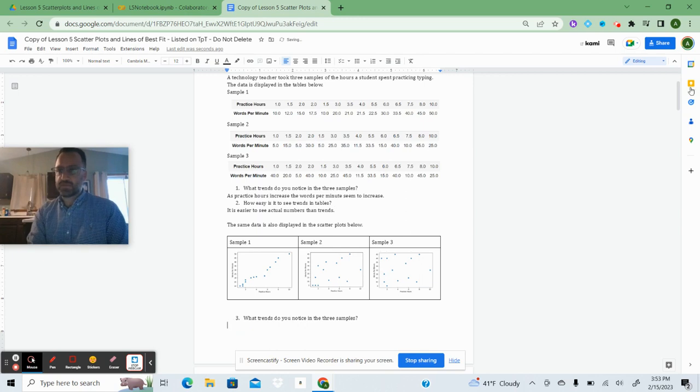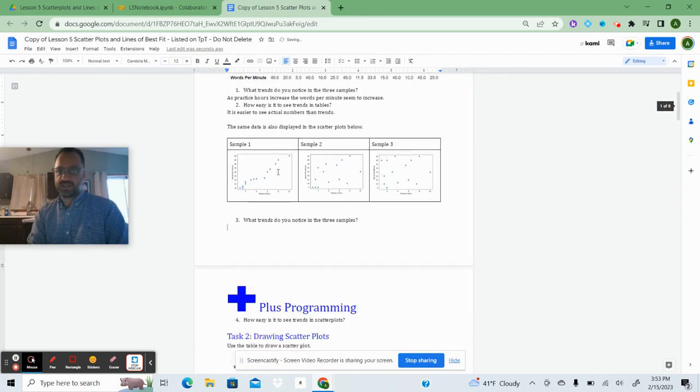So I just kind of explained that verbally. You can see sample 1 shows an increasing pattern. Sample 2, a little bit of an increasing pattern. Sample 3, it's hard to tell. So it's much easier to see trends in scatter plots because you can see that visually.